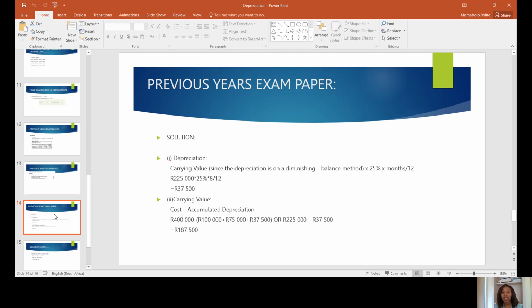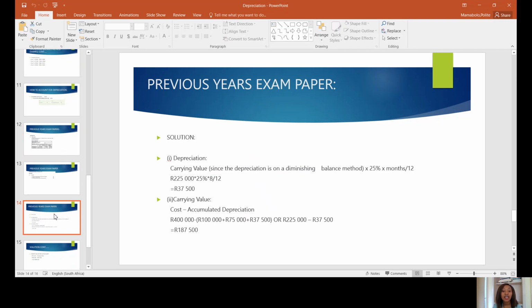So this part I did not explain. If you're not depreciating your asset for the full year, you need to apportion for the months of the year. So from the 28th Feb up until 31 October, it is 8 months. So you will say 225,000 multiplied by 25% multiplied by 8/12. If it was half a year, you would say 6/12. If it is a full year, then it's not necessary. But if it's part of the year, it is important to apportion the months.